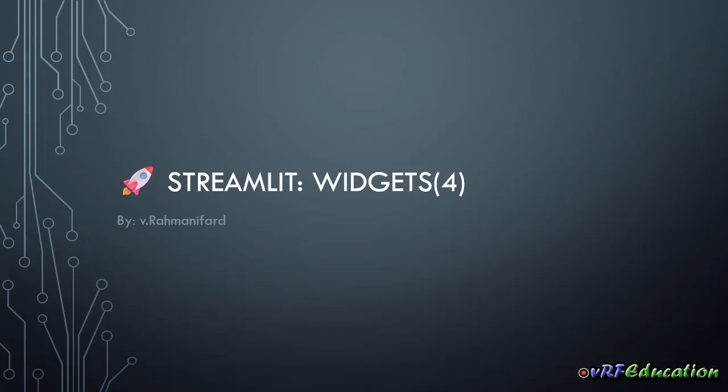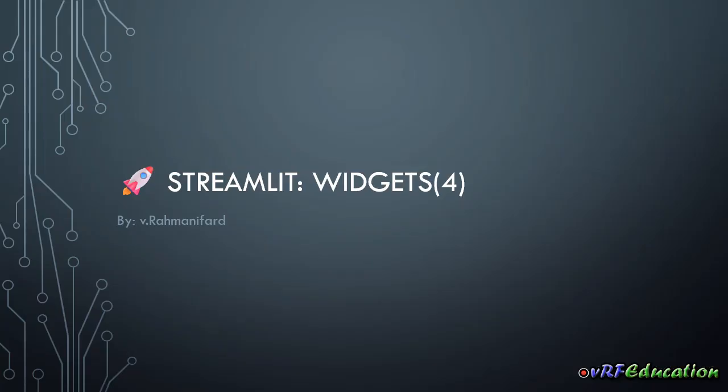Over the past 3 sessions, we've explored basic widgets. In this session, we'll dive into another set of widgets. First, we'll look at date and time widgets, which are commonly used in most modern applications. Streamlit provides these widgets with a lot of options to make date and time selection easier. Next, we'll explore the color picker widget, which allows users to customize the interface by selecting their preferred colors.